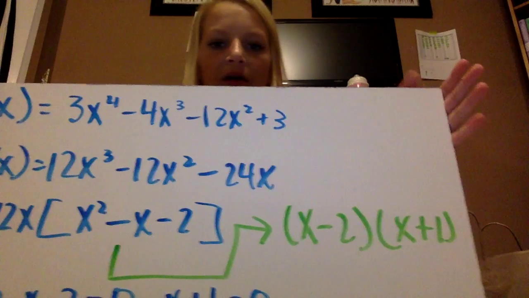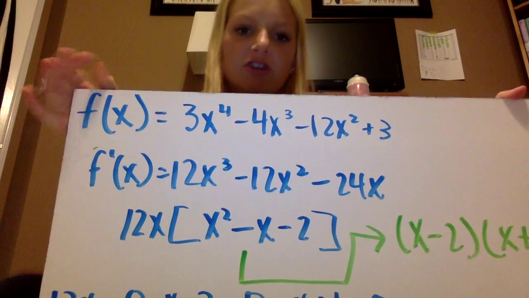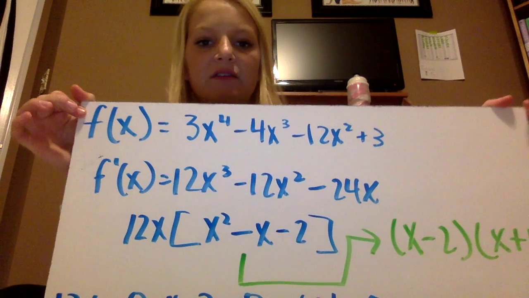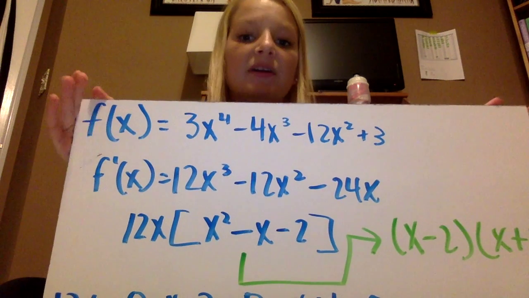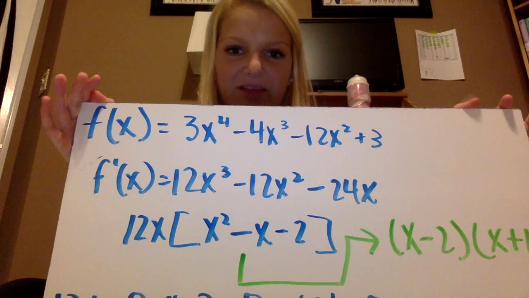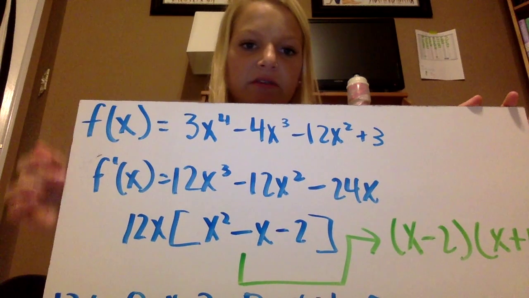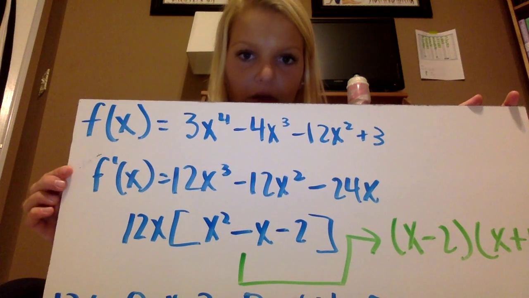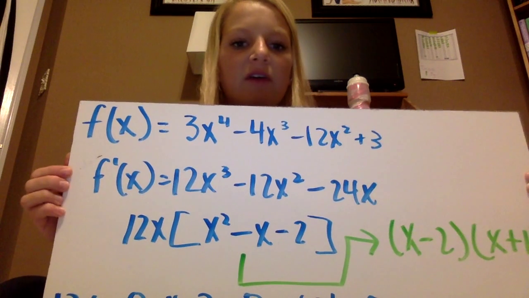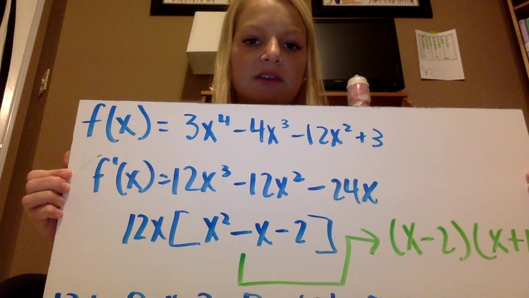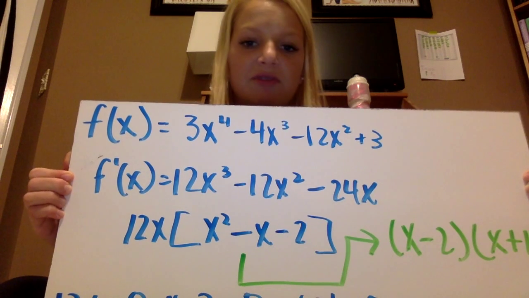So, getting on into the example. We have our function right here, which is f of x equals 3x to the fourth minus 4x to the third minus 12x squared plus 3. Taking the derivative, I've done it right here. We have f prime of x equals 12x cubed minus 12x squared minus 24x.